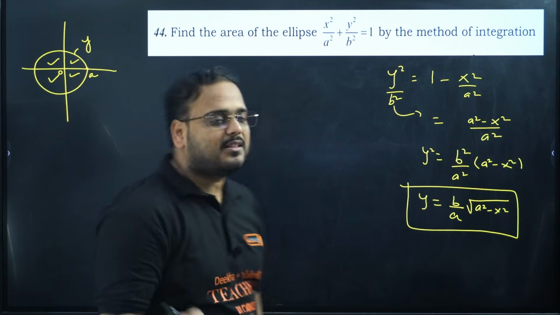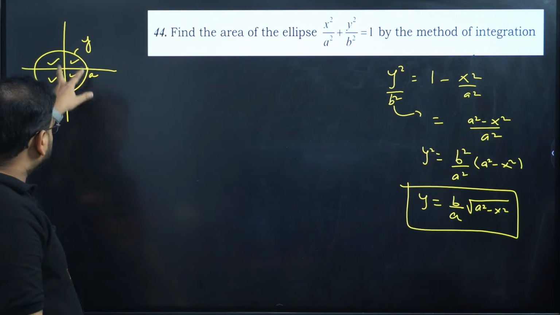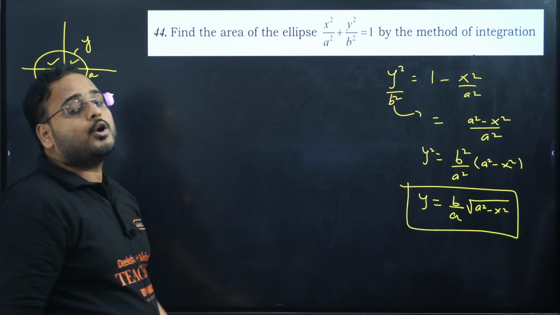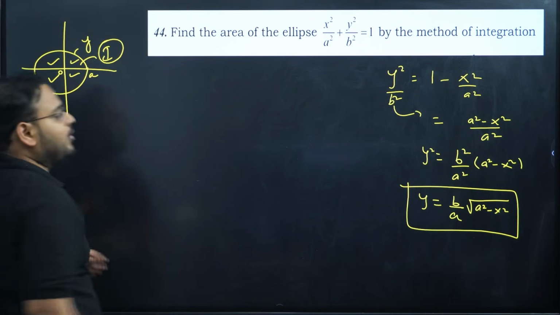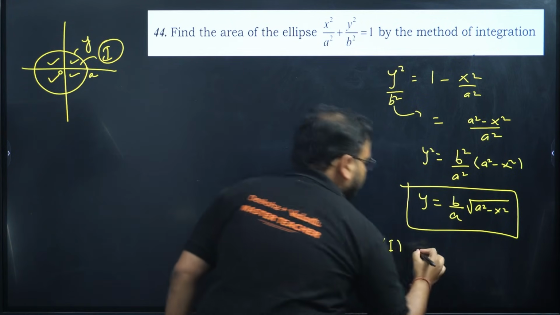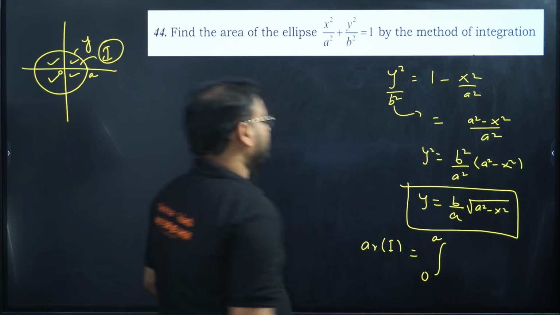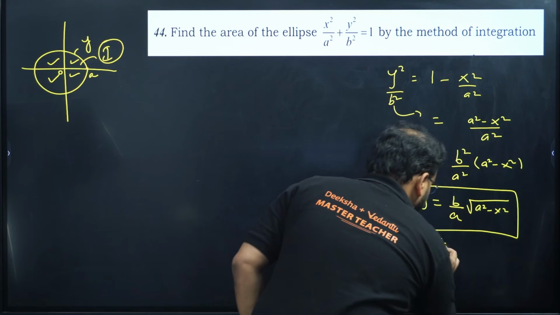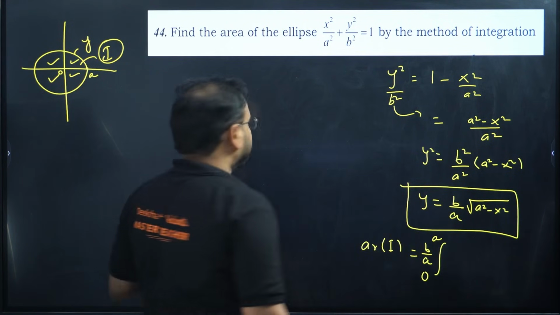The major axis is where? The major axis is at 0 to a, no? The x-axis is the major axis. So we're going to integrate this given function y in terms of the variable x from where to where? From 0 to a, to get the area under the curve. This part 1, only part 1. So the area of this part 1 will be given by integration between the curve, 0 to a is the limit for this function. Constant b by a will come outside.